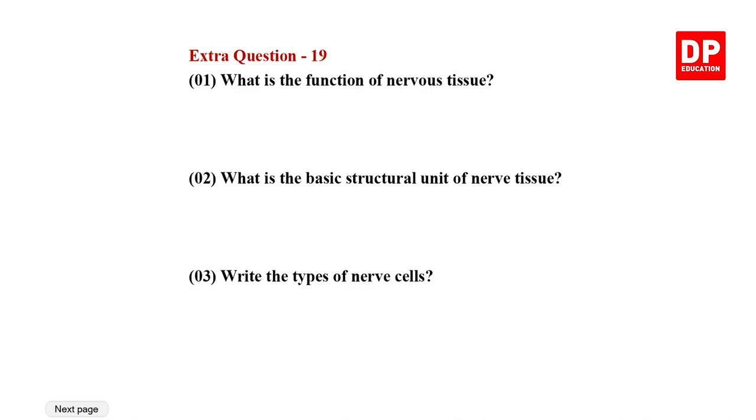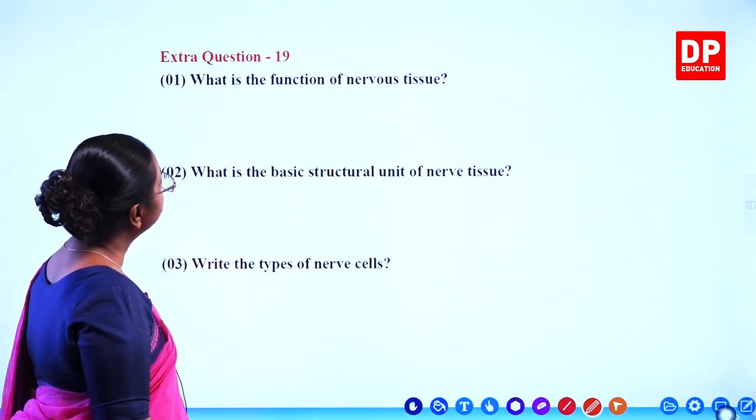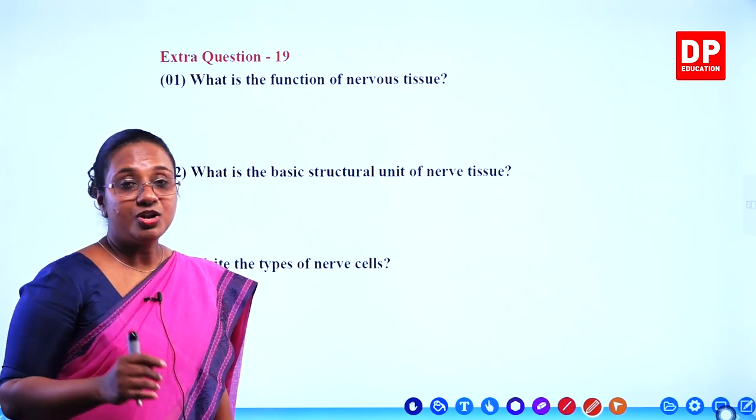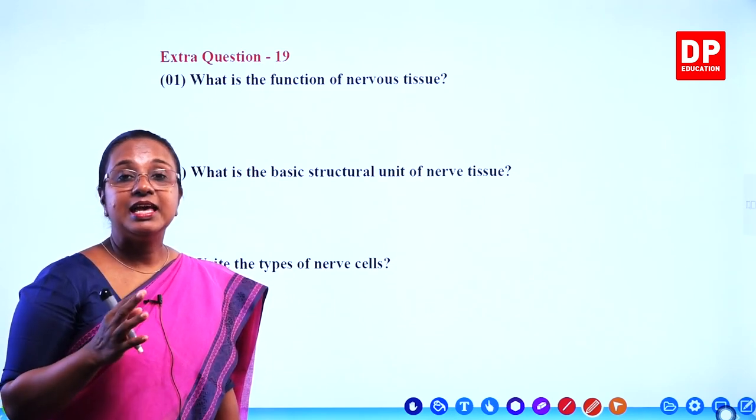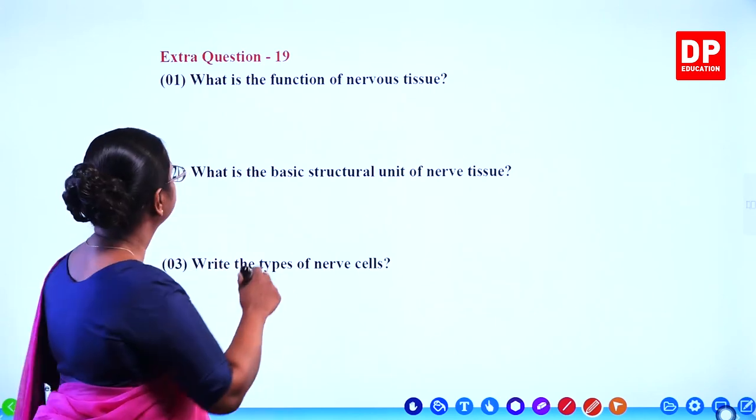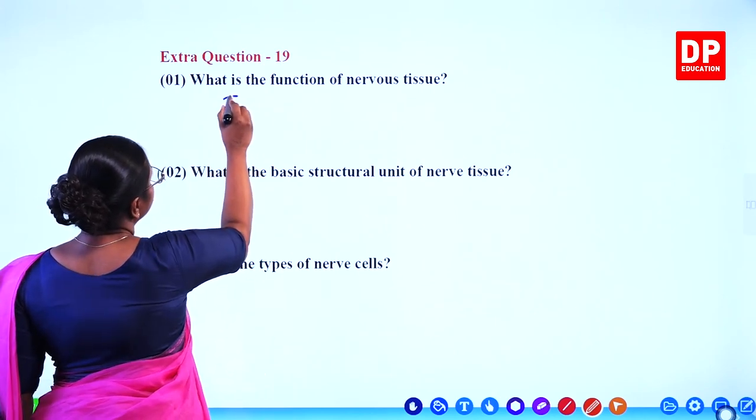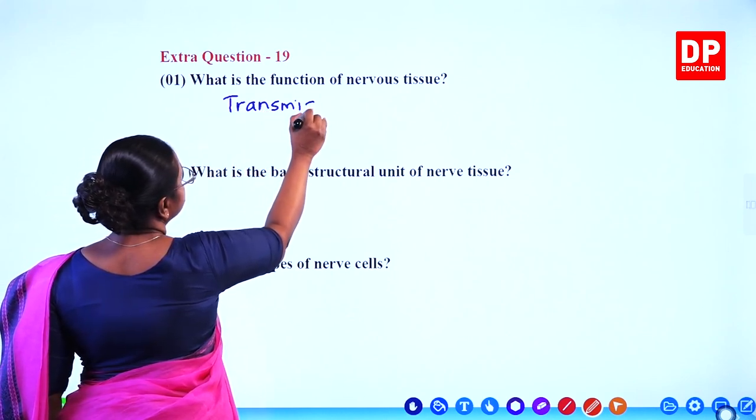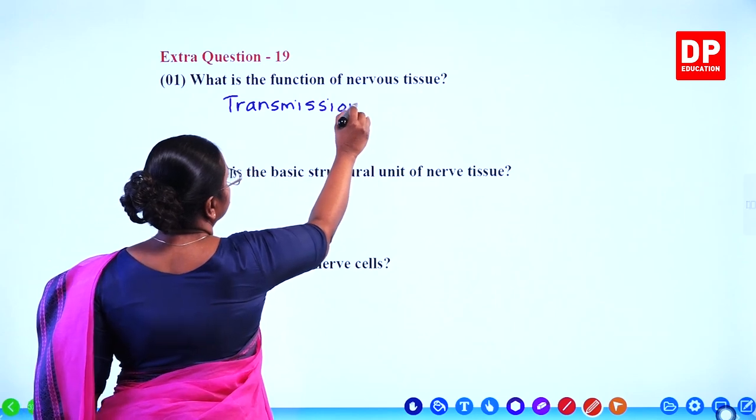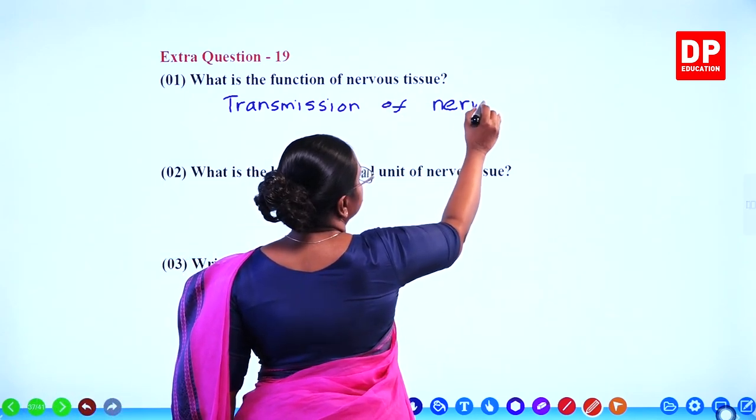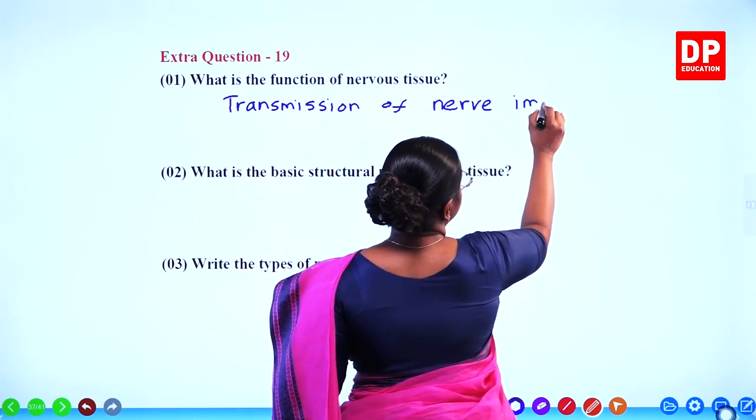Extra question 19. What is the function of nervous tissue? You all know the answer. They transmit nerve impulse. So here we can write the answer as transmission of nerve impulse.